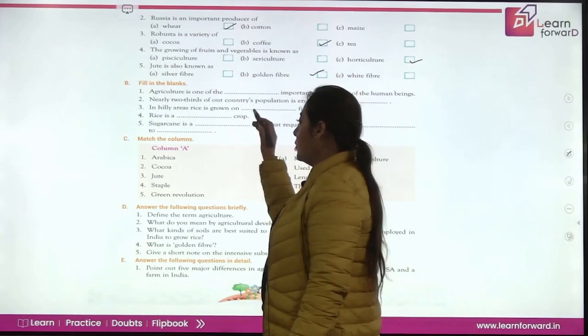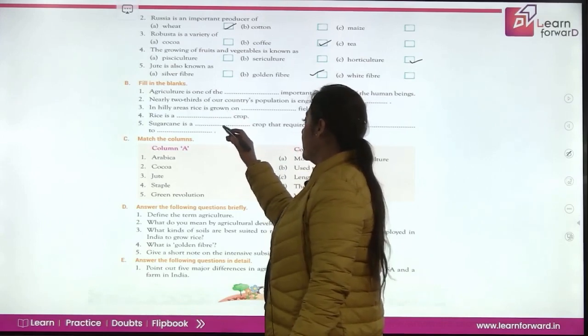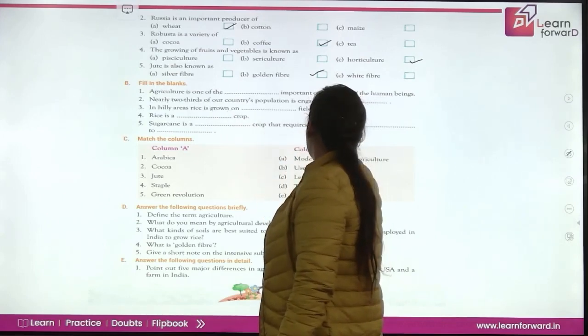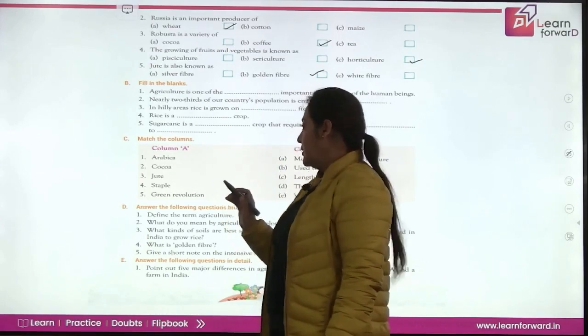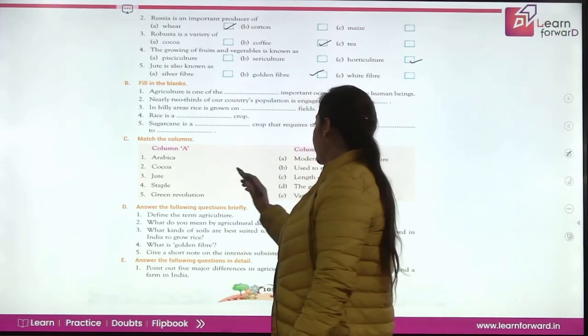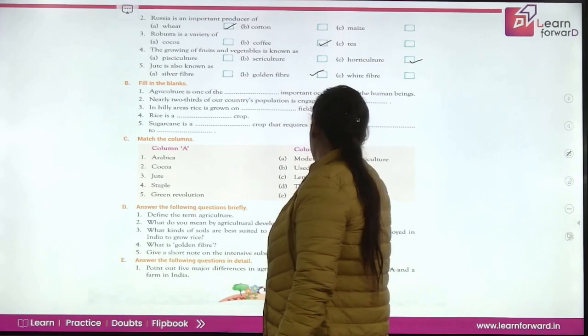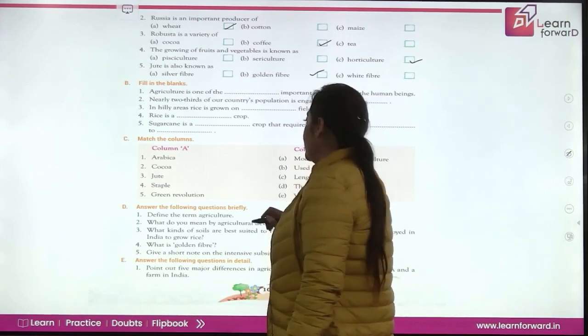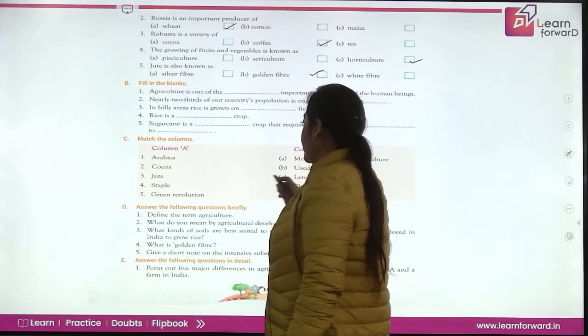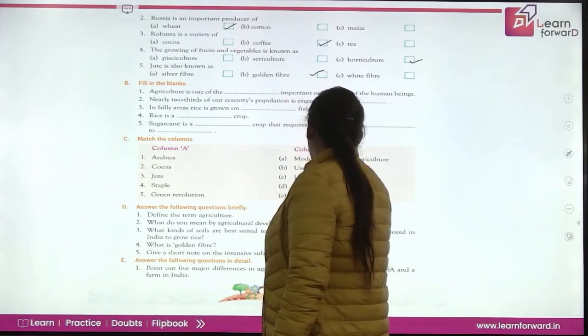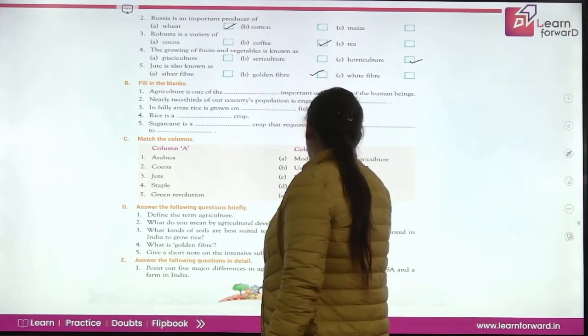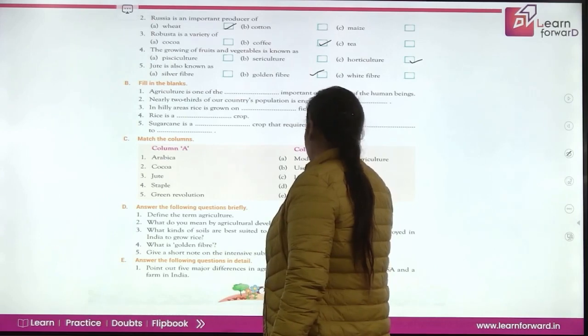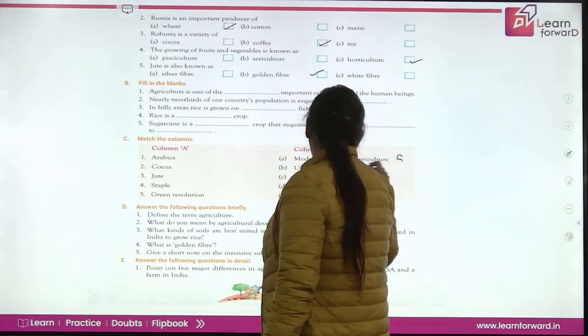Rice is a staple crop. Sugarcane is a cash crop that requires a temperature of 20 to 27 degrees centigrade. If we talk of match the following, Arabica is basically a variety of coffee. Cocoa is used to make chocolate. Then jute is a golden fiber. Staple, like cotton, depends on the length of the fiber. Green revolution modernized Indian agriculture.